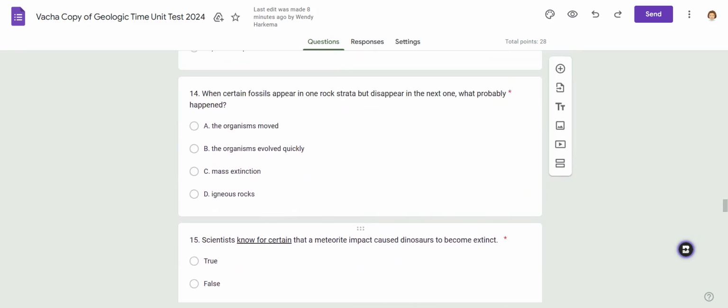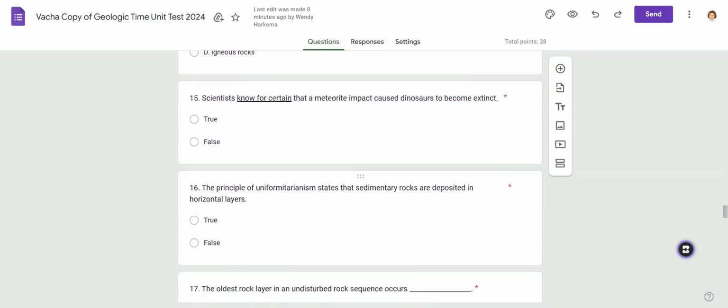Number 14, when certain fossils appear in one rock strata but disappear in the next one, what probably happened? A, the organisms moved. B, the organisms evolved quickly. C, mass extinction. D, igneous rocks.